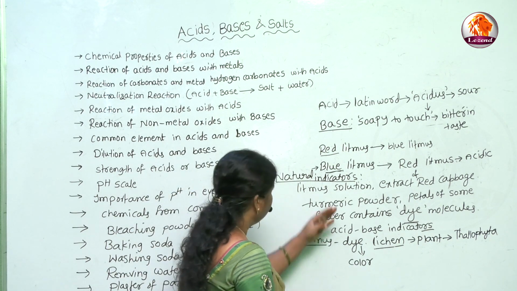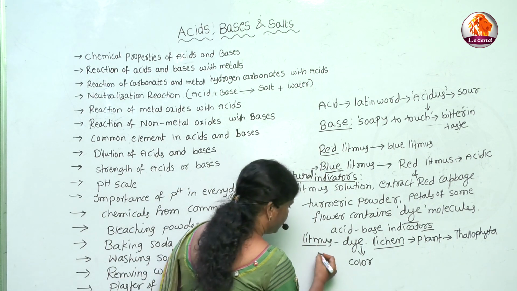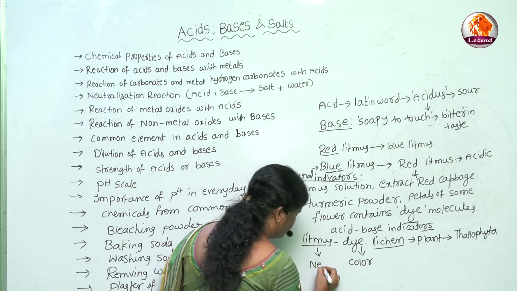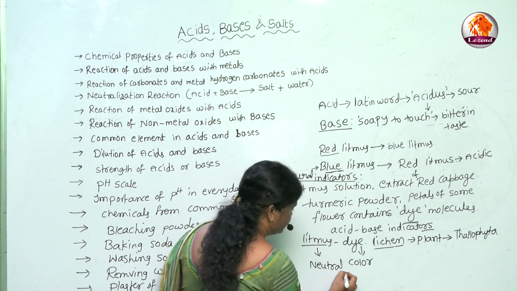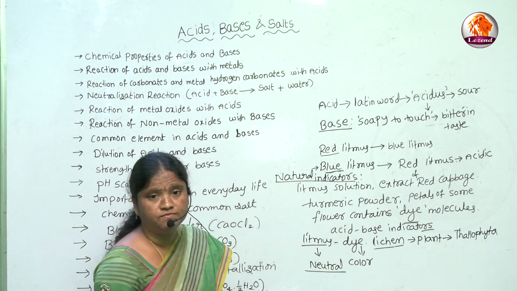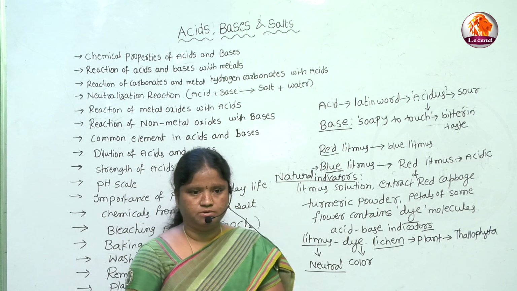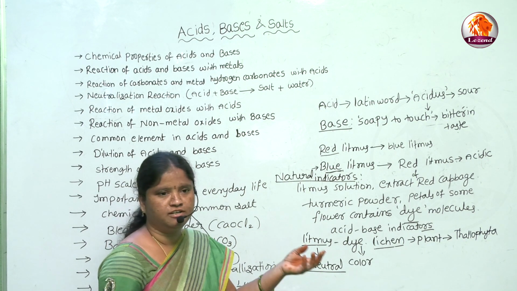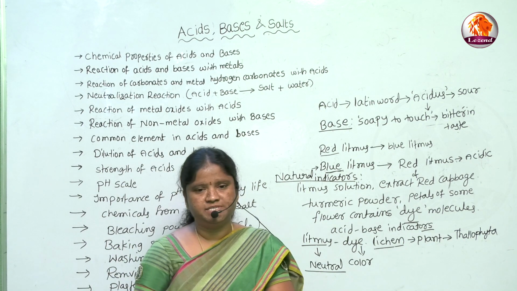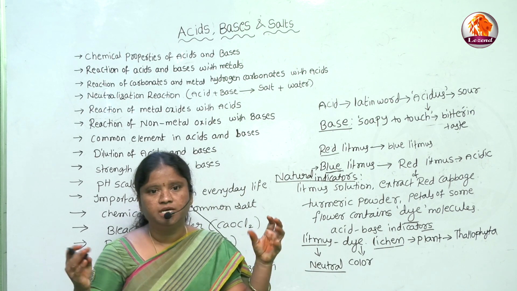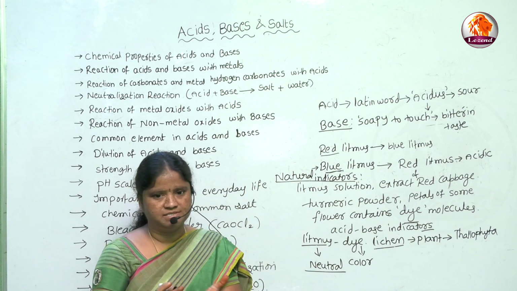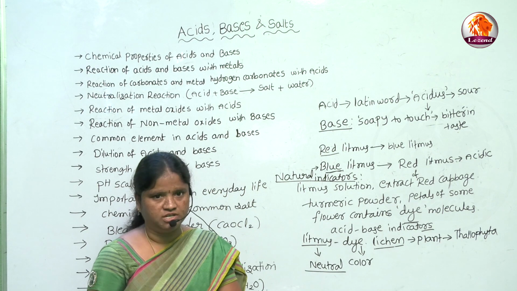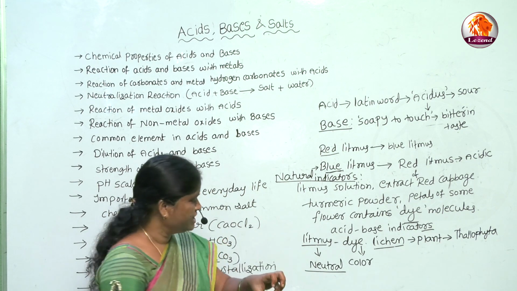We have two litmus papers, and neutral means the substance does not show acidity or basicity. That kind of substance we can call neutral, like distilled water. It does not contain any acidity or basicity. Neutral means it has equal proportions of acid and base. They neutralize each other, and the substance becomes neutral in nature.